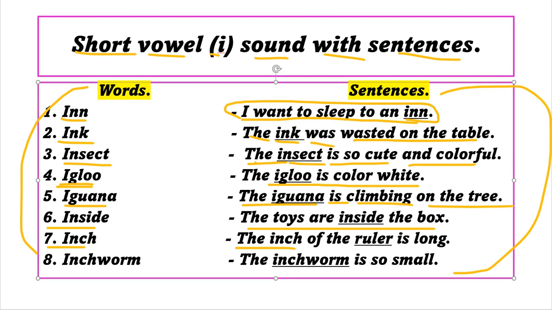Next, number 8, inchworm. An inchworm is a type of worm that you can commonly find on the leaf of a tree or a plant. It is a very small worm, and they commonly eat plants. The sentence is: The inchworm is so small. In my previous picture, I showed you the small inchworm on a leaf of a flower, tree, or plant.